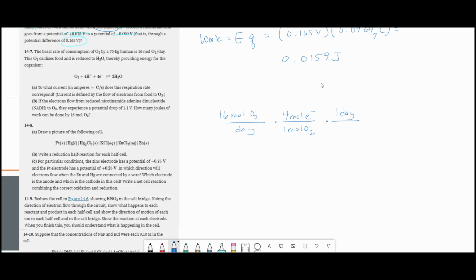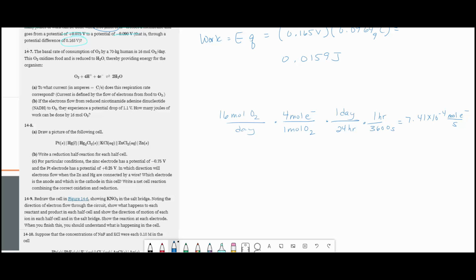So 1 day is, well, I'm going to go the long way. 24 hours, 1 hour is 3,600 seconds. So you should end up with 7.41 times 10 to the negative 4, and that's moles of electrons per second. Well, what does that do for us? Well, let's go back, double check the question. To what current does this rate correspond?